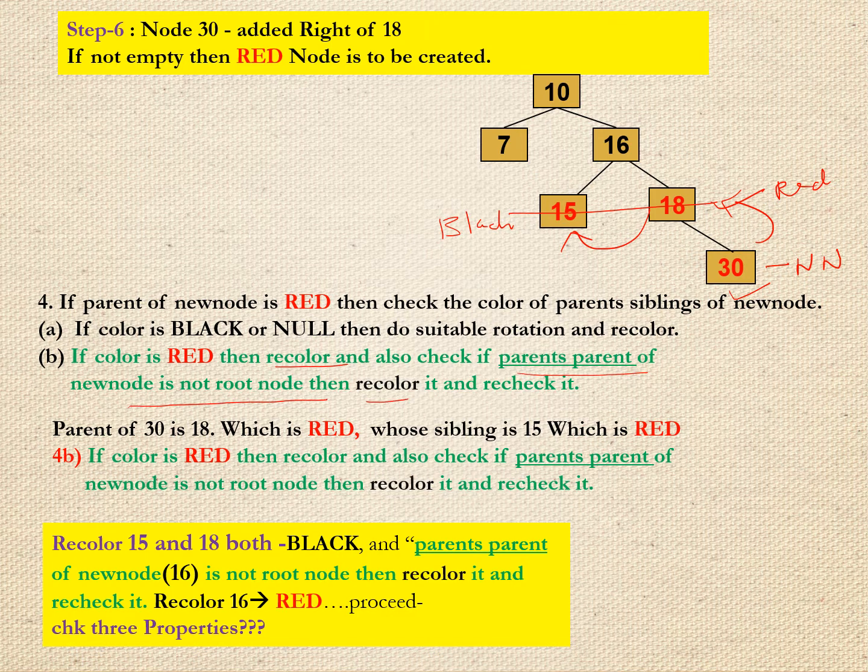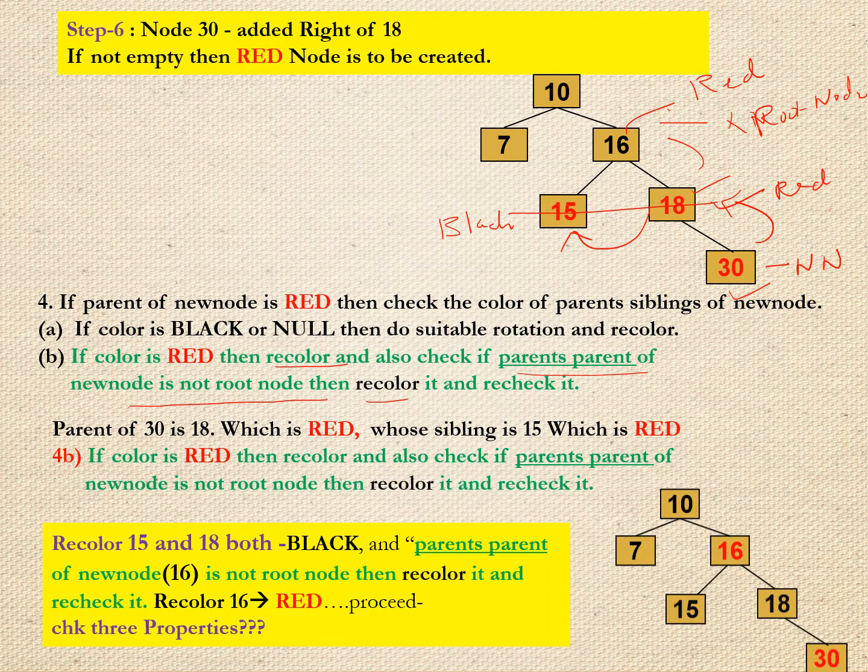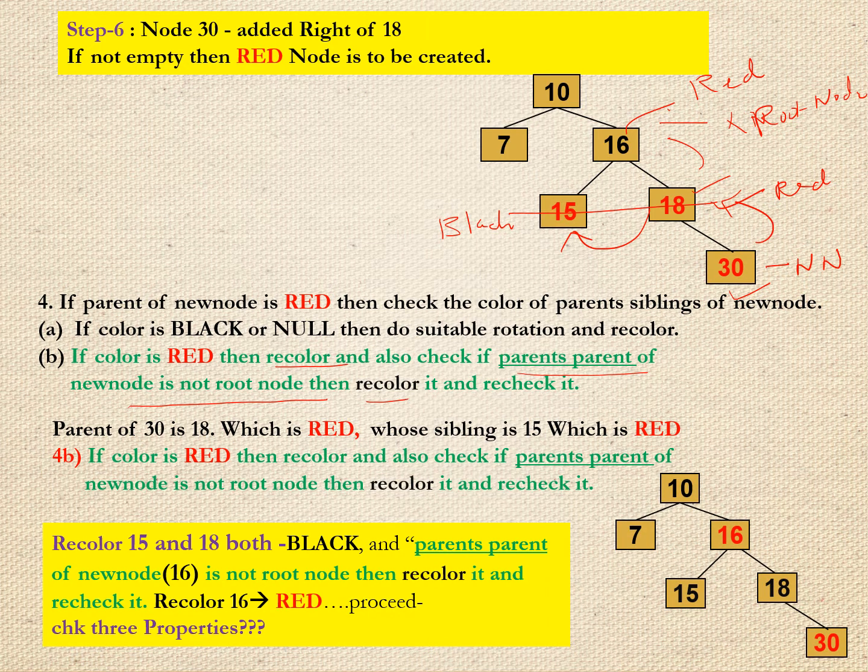So you can verify 30 is a new node. Its parent was 18 and its parent is 16, and it's not a root node. We can verify it's not a root node, so we will recolor it. So now the color of node 16 will be turned from black to red. So let us verify this change. So now we have changed 15 and 18's color to black, and then this parent's parent is changed to the red color.